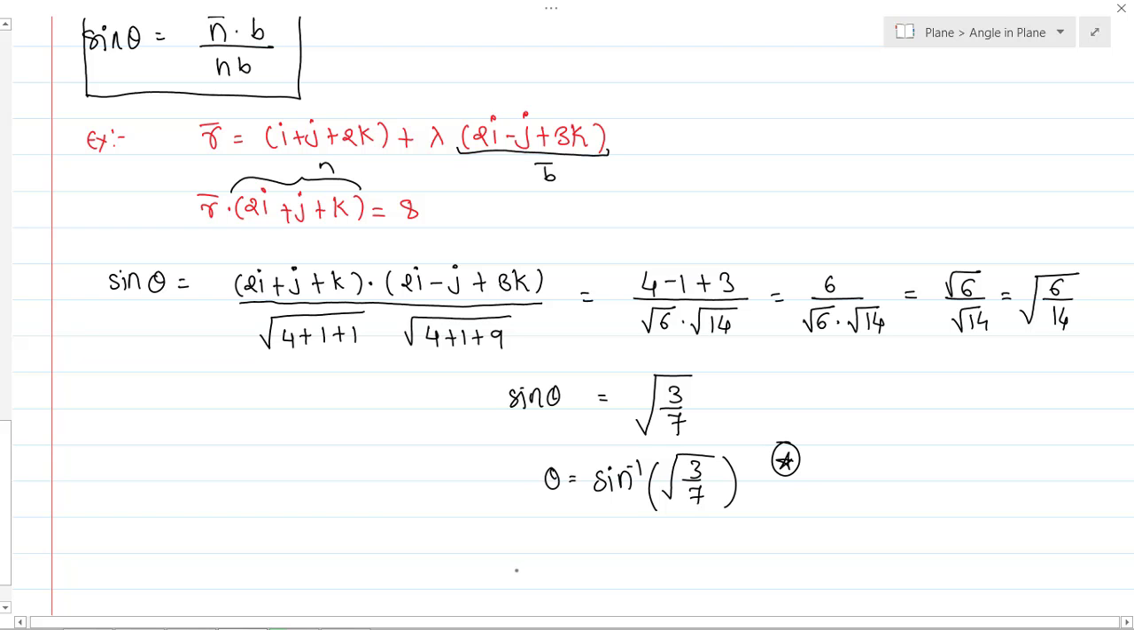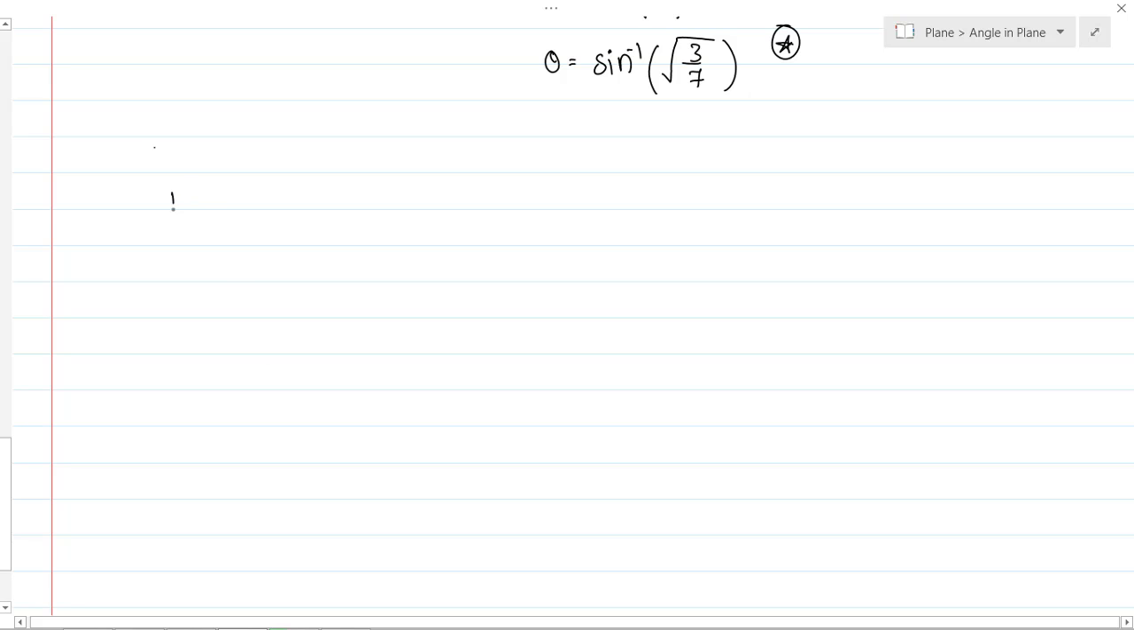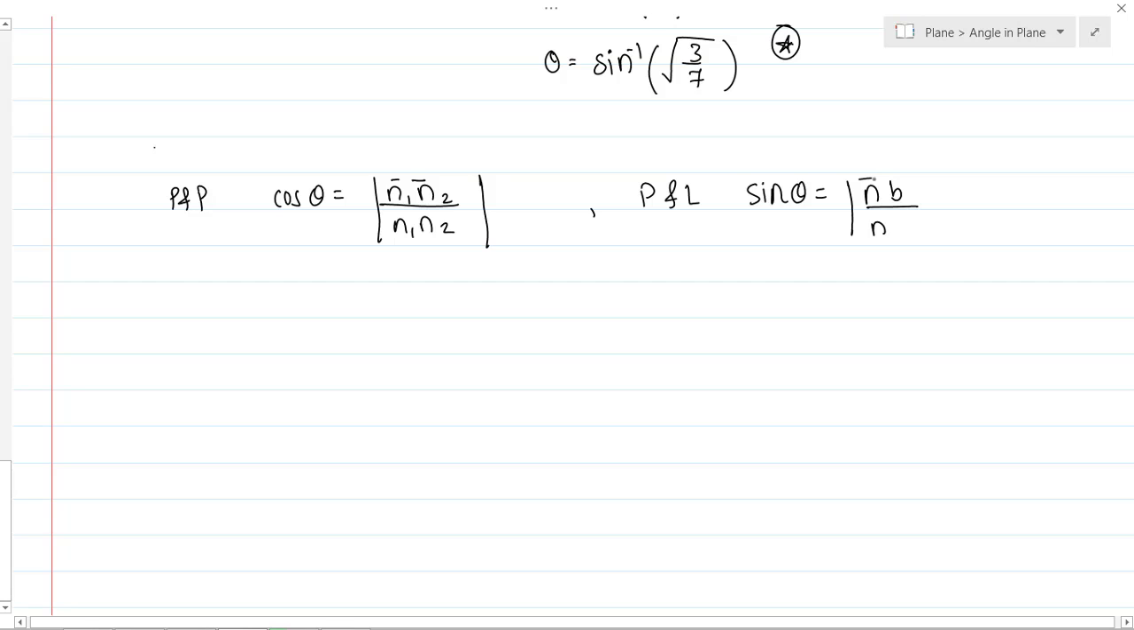Perfect. So in conclusion, for the angle between plane and plane, go for cos theta, which is nothing but mod of n1 bar dot n2 bar upon n1 n2. And if we have a plane and a line, then go for sin theta, which is nothing but n bar dot b bar divided by n into b. So that's it. I hope you have understood this concept, and these are simple formulas you can remember easily. With this we will stop here and continue in the next class.